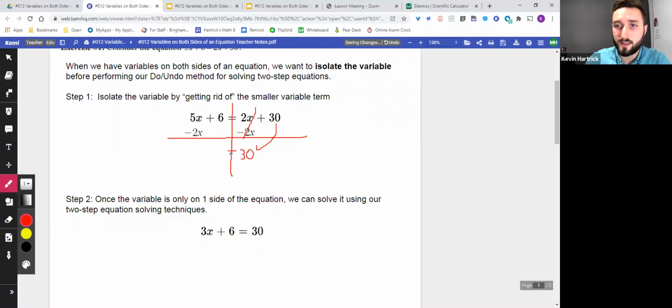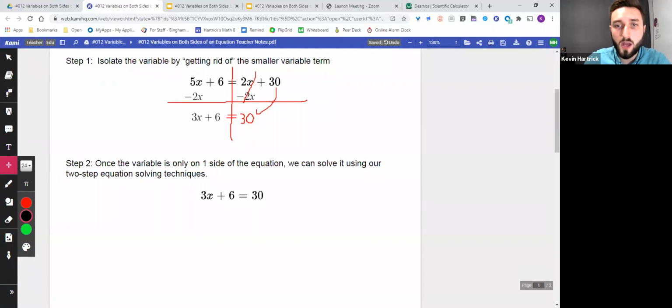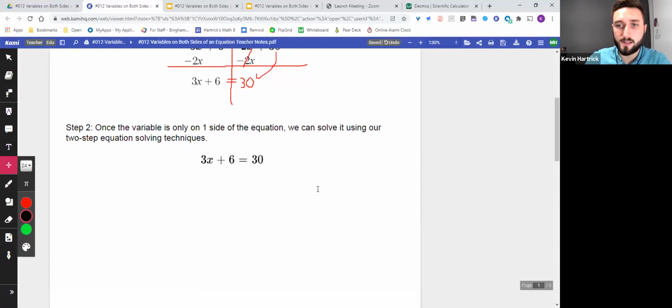I want to isolate the variable. I only want variable on one side. Right now I have it on 2. So now on this left side, I just have to do the subtraction. 5x take away 2x obviously gives me 3x. And I have my plus 6 still, and that is what my left side looks like. Now this equation looks like things that we were working on in the last couple lessons of just regular two-step equations. So step 2, once a variable is only on one side of the equation, we can solve it using our two-step equation solving techniques.